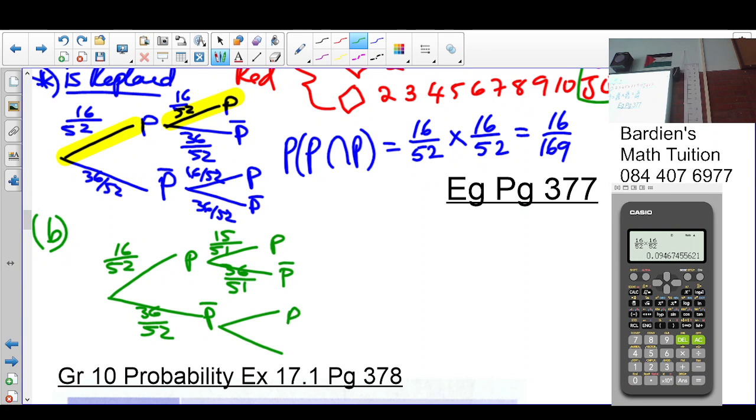Right. So let's look at the other scenario. We shuffle the deck. The first card is a non-picture card. First card in the draw is a non-picture. So how many picture cards are there? 16 out of 51. And how many non-picture cards are there? 35 over?